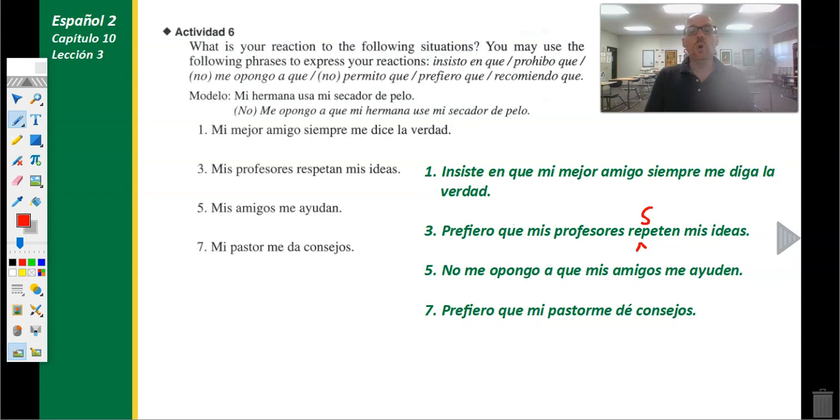Número 5. No me opongo a que mis amigos me ayuden. I am not opposed to my friends helping me. No me opongo a que mis amigos me ayuden.